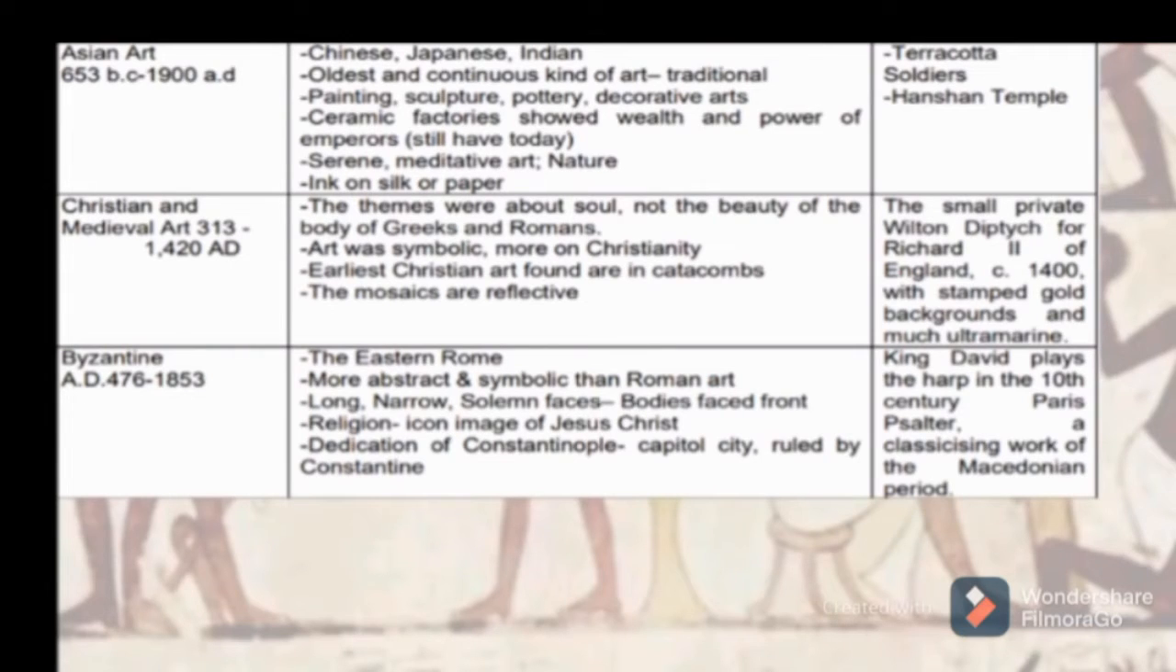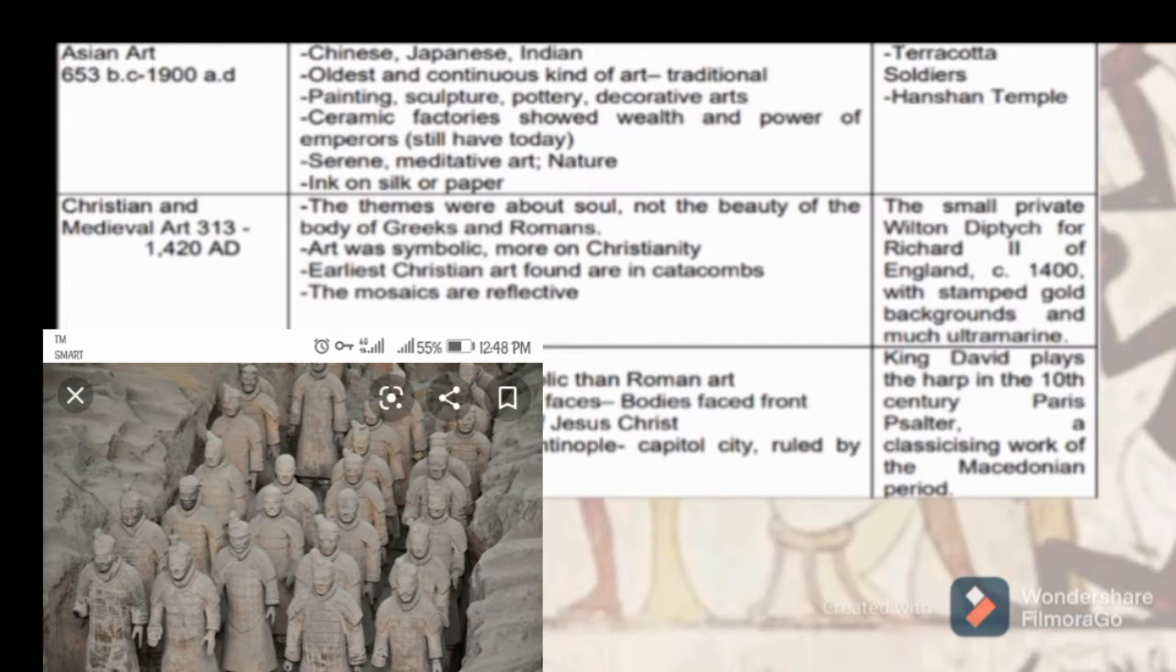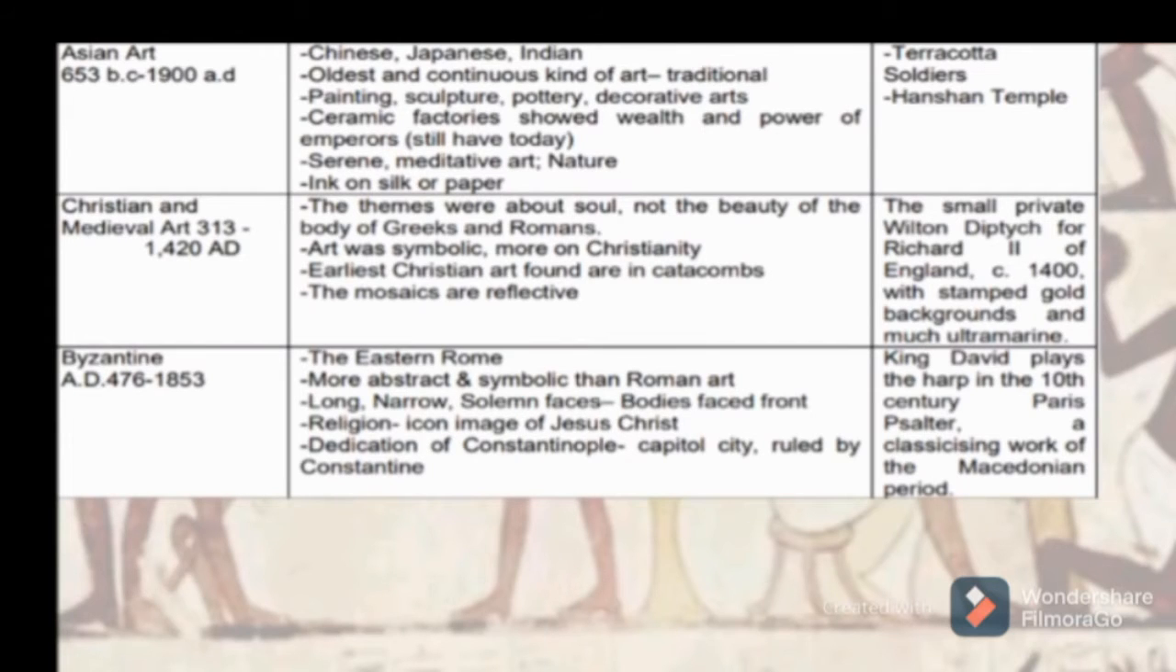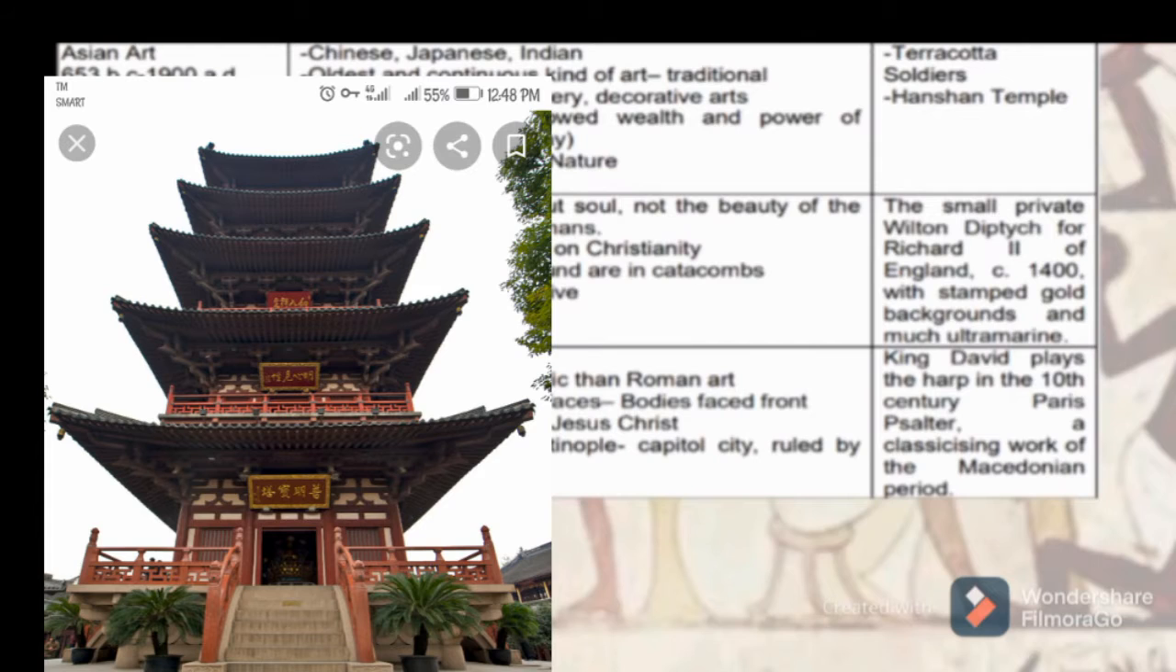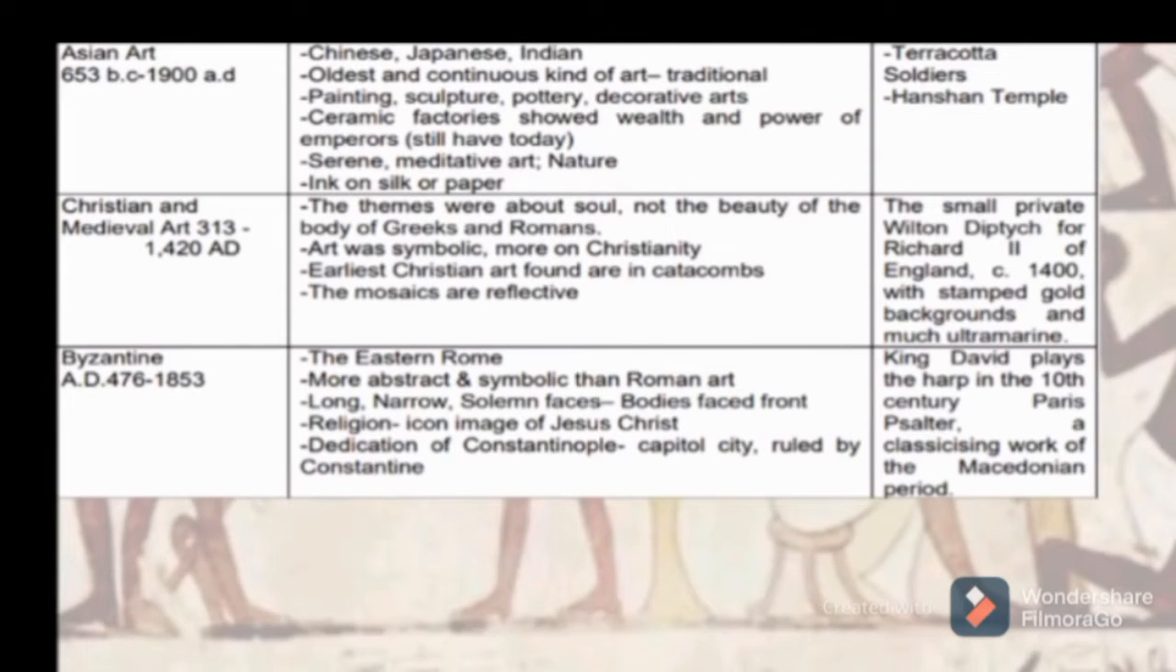Asian art is serene, meditative art, and nature. Asian art has ink on silk or paper. So, the example of Asian art is terracotta soldiers and ancient temples. So when we say Asian art, they express their art through traditional being. So next one is Christian and medieval art, which happened in the years 313 to 1420 AD.